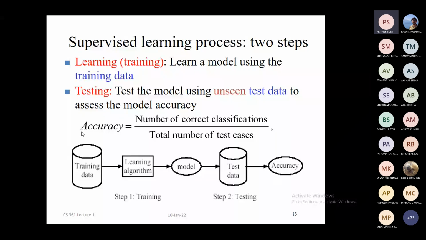And then we measure the accuracy, which you know. So this is the basic process of supervised learning. Generally two steps: one is learning or training, another is testing. If you have any question, ask. Otherwise, it's a very simple thing, just a definition I'm saying.